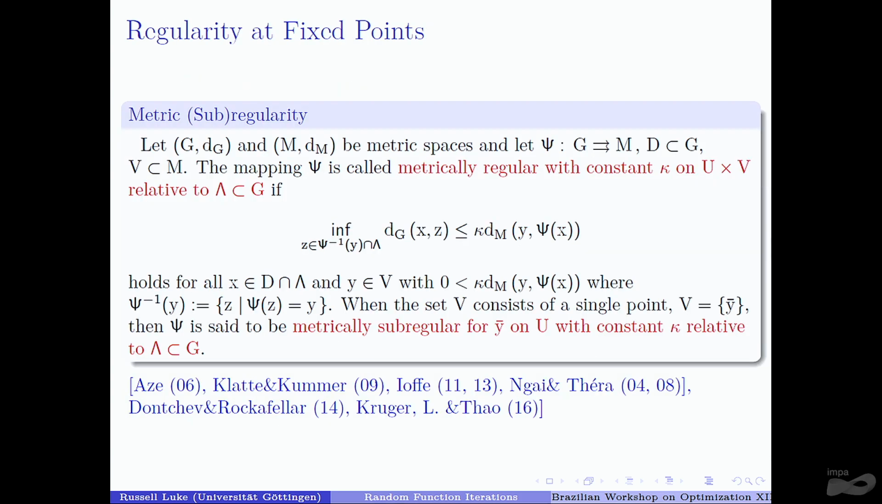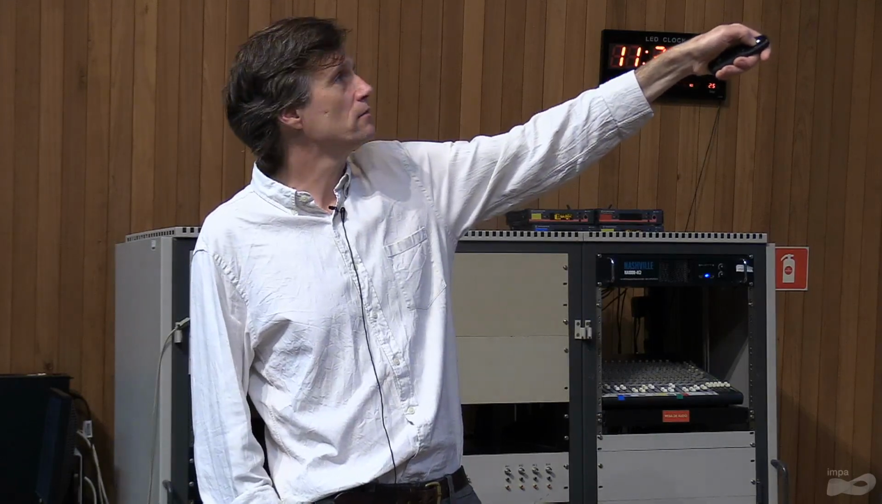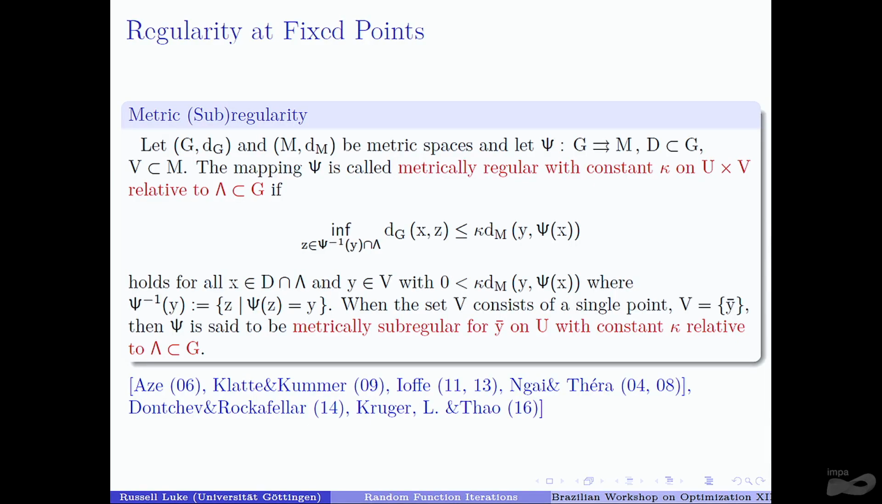What's metric subregularity? So we've got a general multi-valued mapping from G to M. Rm to Rm, if you like. And I'm localizing myself to some subset of G, and also some subset V in the image M. These are metric spaces, so this doesn't have to be a linear space, just with some metrics dG, dM. So this mapping will be called metrically regular with constant kappa on the graph of this mapping, relative to some slice of G, some subset of G.